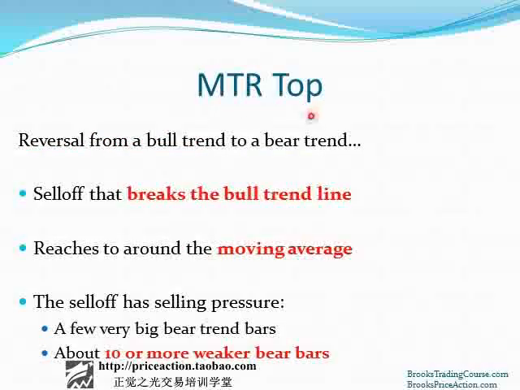For a major trend reversal top, it's a reversal from a bull trend to a bear trend. You need to sell off the breaks of the bull trend line. In other words, a breakout below the bottom of the bull channel. You need it to reach around the moving average as a sign of selling pressure. And you can have other ways to demonstrate selling pressure as well. For example, you can have a few very large bear trend bars, or you can have 10 or more weaker bear bars showing that the bears are beginning to exert control over the market.